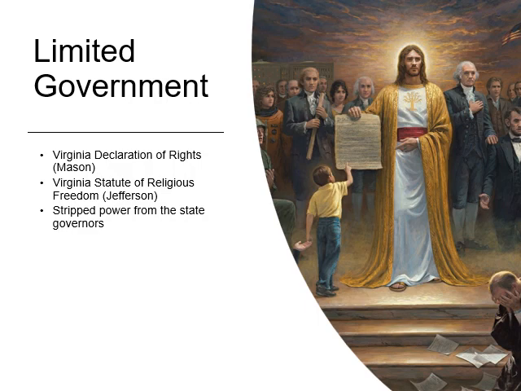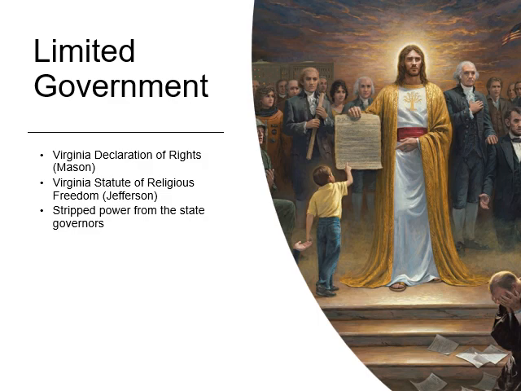The consent of the governed, and also the idea of natural rights. There also was the Virginia Statute of Religious Freedom that Thomas Jefferson wrote in 1777, was actually passed by the Virginia General Assembly in 1786. And this is a statement of both freedom of conscience and the principle of separation of church and state.